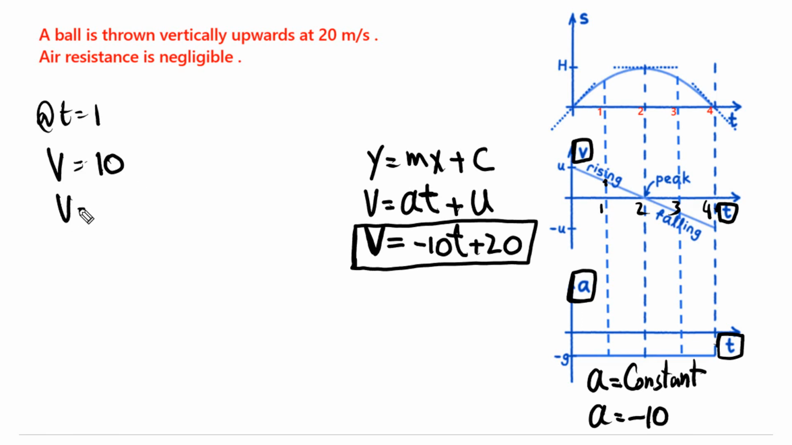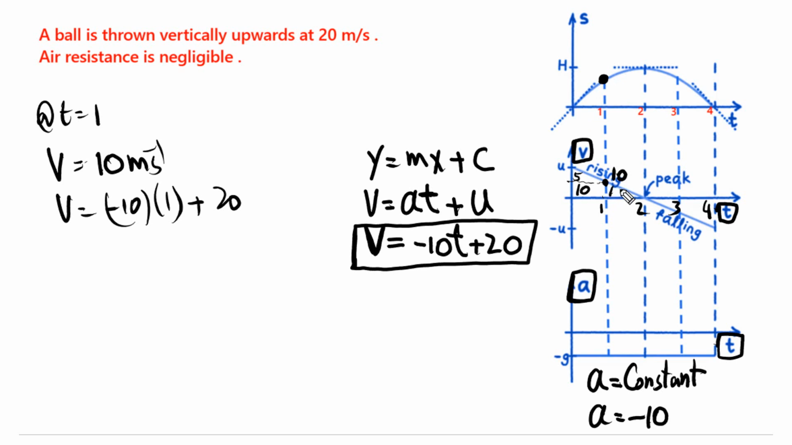Let me just write it down here. So this is minus 10 times the time, 1 second, plus 20. So our answer is 10 meters per second. So we can say the velocity after 1 second is equal to 10 meters per second, and time is 1 second. If we find this area, this is 10 meters and this is 5. So it means after 1 second, the displacement covered by this ball is equal to 15 meters.